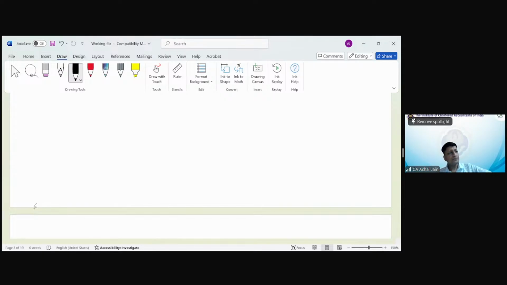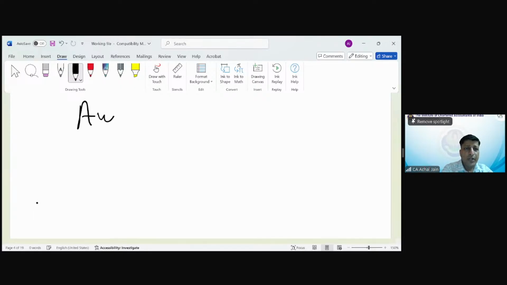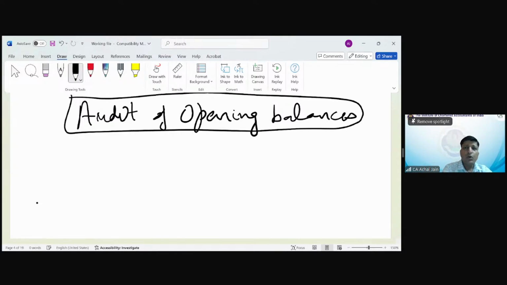Another area which the auditing standard talks about is in respect of audit of opening balances. Can somebody explain what is this audit of opening balances? Over to you.